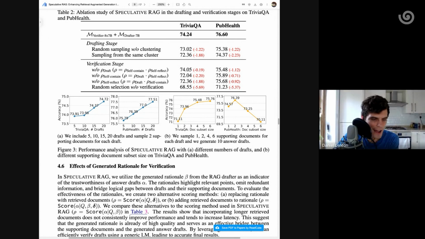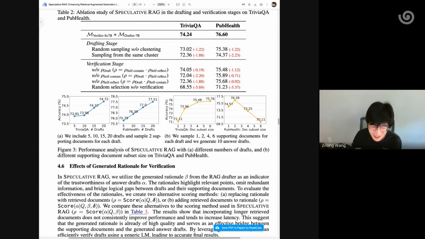Makes sense. I'd definitely be interested to see what happens at 25 and 30 on the number of drafts. It seems like you should have kept going. It gets better. I wonder where it plateaus. What's your expectation on where it starts to drop off? Yeah, that's quite interesting. We can include it in a future version.